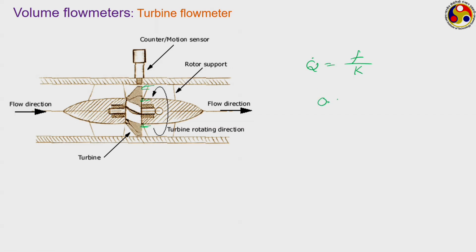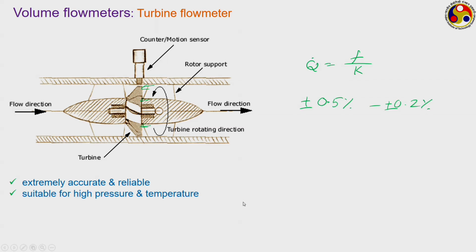Their accuracy can well be in the range of, I should say, plus minus 0.5% or even less, particularly when dealing with liquids. For gases it can be slightly higher, but for liquids we can even go to 0.2%, and commercially available turbine flow meters generally come with a very good range of calibration and high accuracy. As I mentioned, they are extremely accurate and reliable over the entire range of operation, suitable for high pressure and temperature, suitable for both liquids and gases, with a wide range of operation.